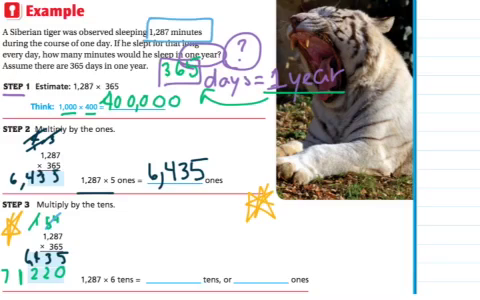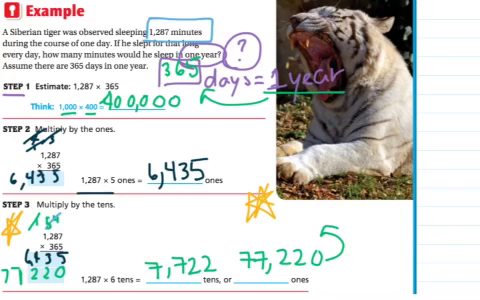So again, 1,287 times 6 tens would give us 7,722 tens. But remember, we got our final answer of 77,220 ones. And the reason that we got that is that we multiplied by 60, not by 6, because we're not doing 6 tens here. We're doing it by 6 tens here.